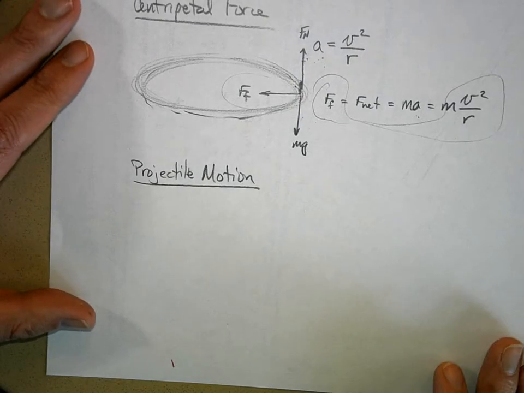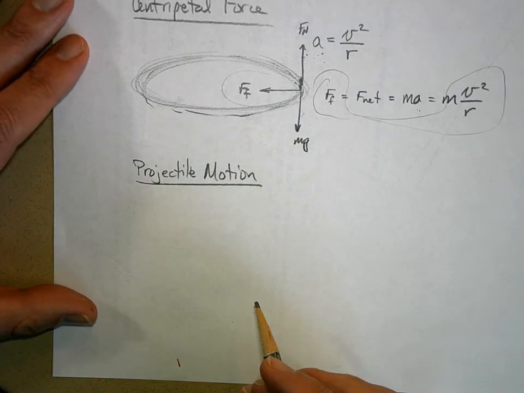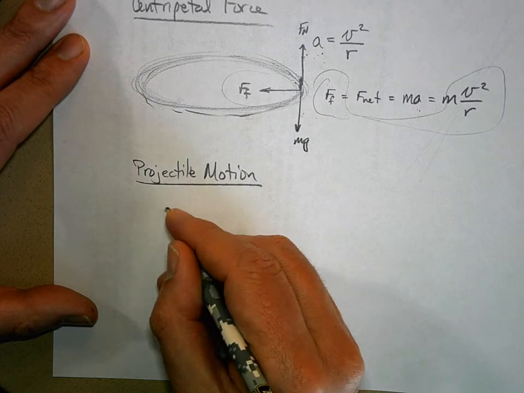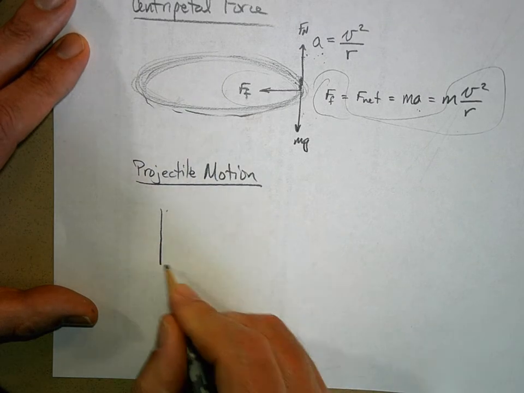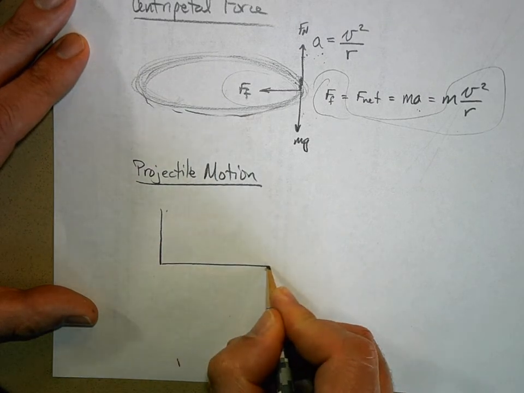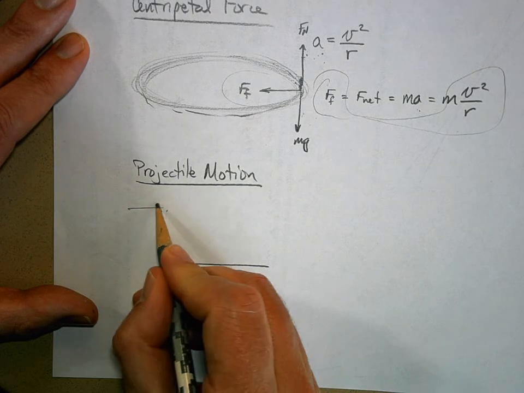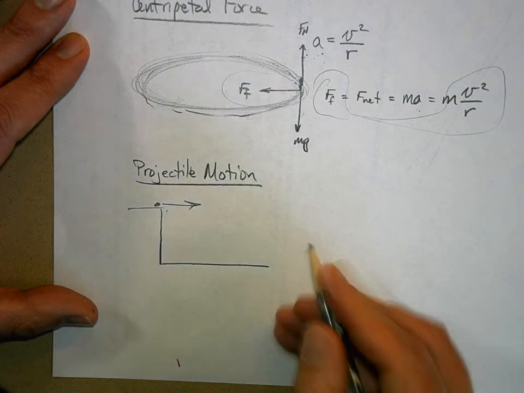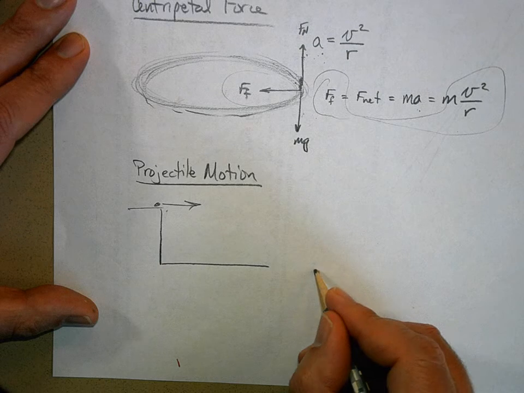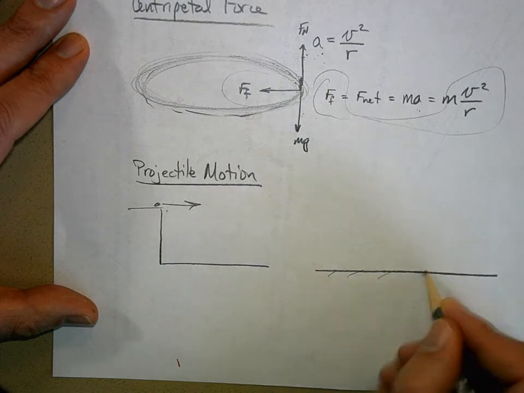And in projectile motion, there are two basic problems. We have the cliff problem, where we're going to throw something off a cliff, or we have the kickoff problem where we're going to kick a football or something.